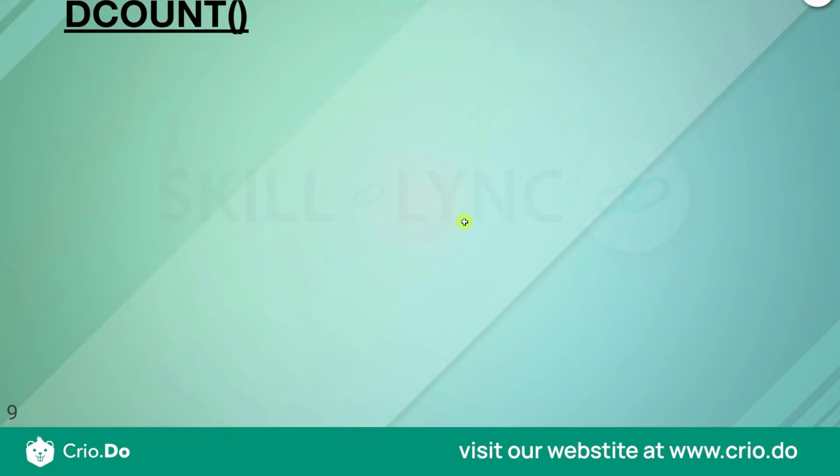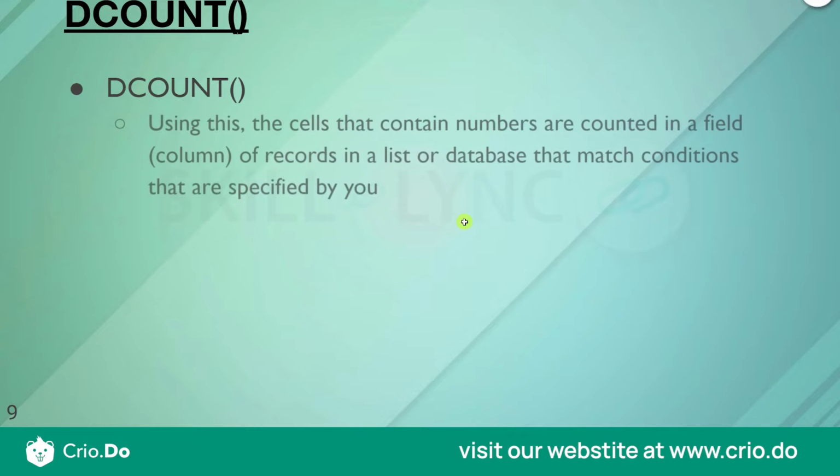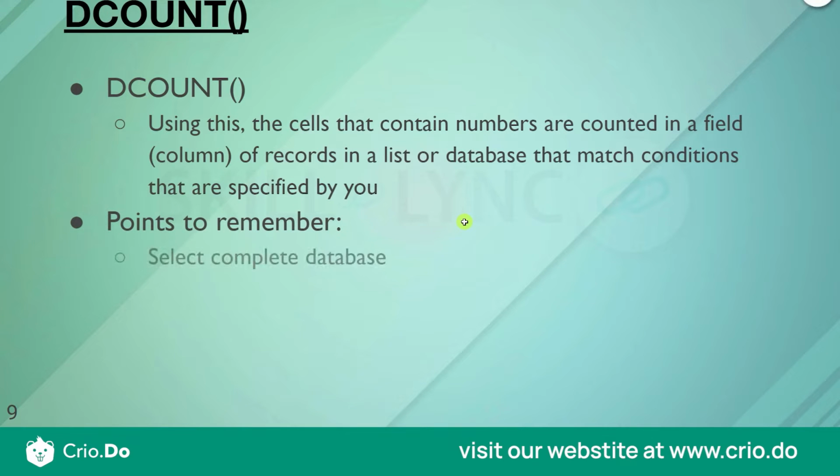Next function is the DCOUNT function. It is very much similar to the DAVERAGE and DSUM functions. It calculates the total count we are passing to it. Using this, the cells containing numbers are counted in the field of records in a list or a database that match the conditions specified by you. Points to remember: select the complete database, and keep the header the same for the criteria.